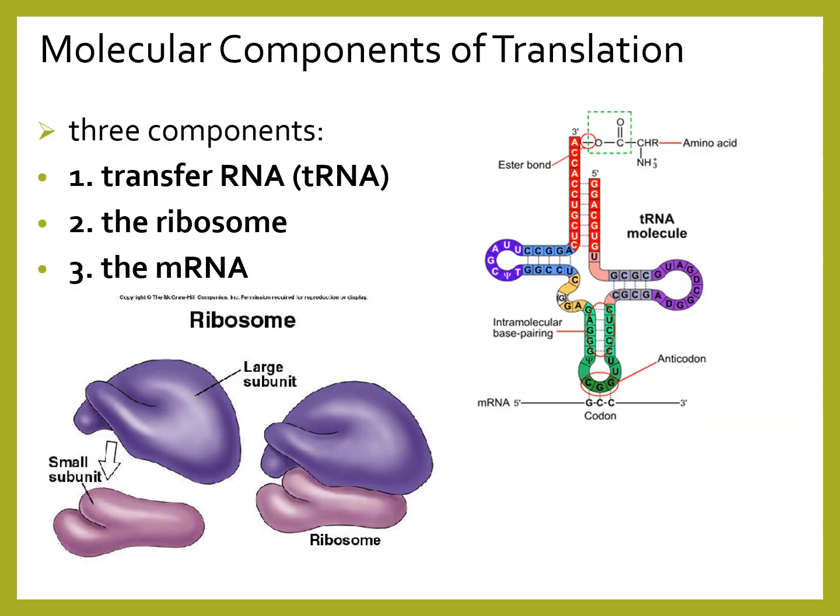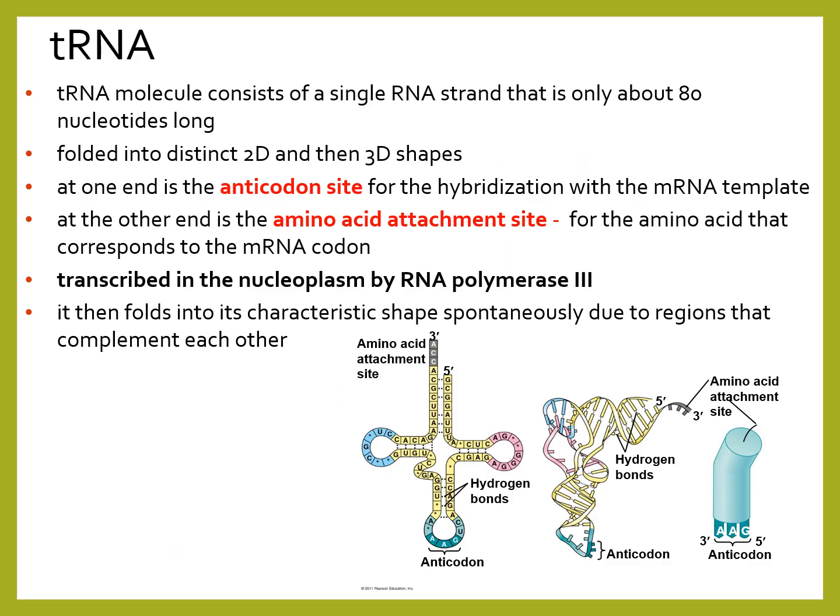This slide shows us the 3 components of translation. We're going to need transfer RNA, we're going to need a ribosome, and we're going to need the messenger RNA. The tRNA molecule is a single strand of RNA, and it's only about 80 nucleotides long. It gets folded into a very distinct secondary shape, and you can see it kind of looks like a T, and then it's folded into a very characteristic 3-dimensional shape. Let's go back to the 2D shape, because the 2D shape will show at one end a specific region known as the anticodon site. There it is right there.